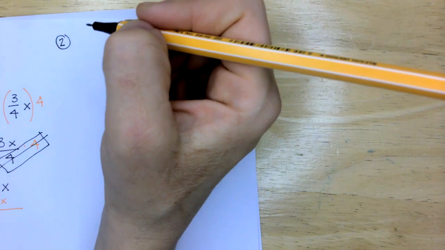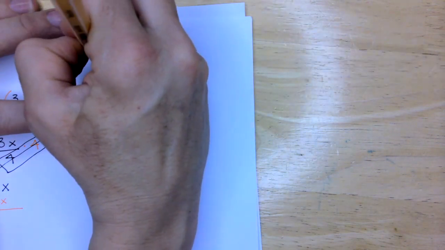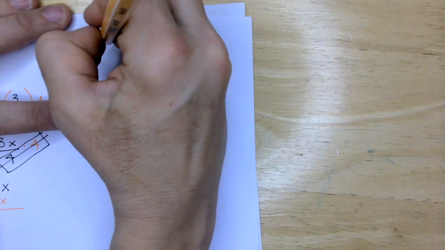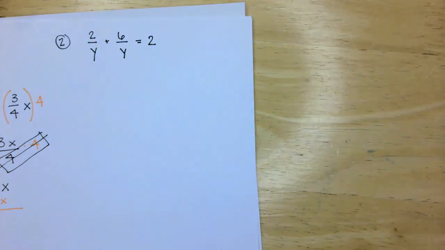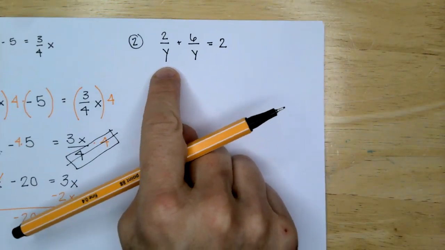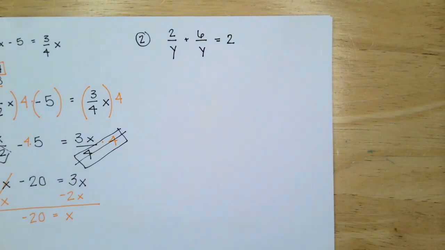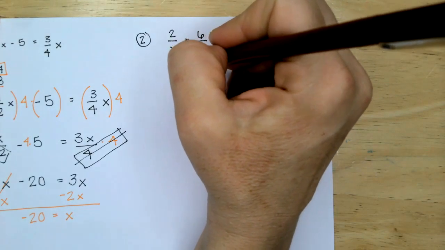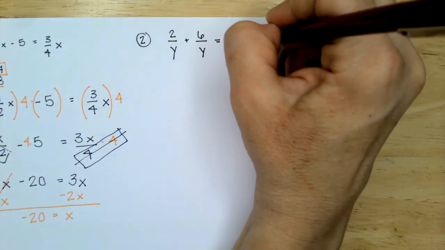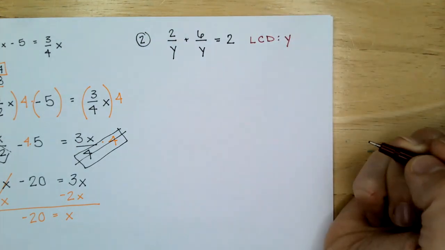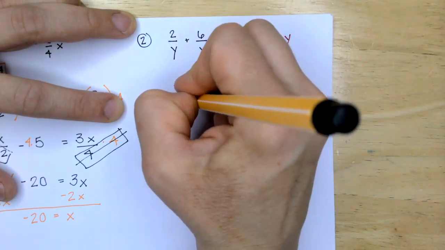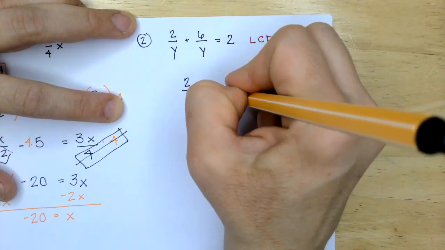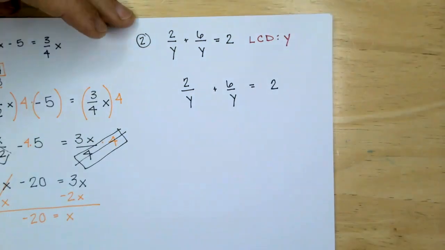The next one is 2 over y, or 2 over x, it doesn't matter, plus 6 over y equals 2. All right, we're talking about denominators. The least common denominator that both y and y can multiply to become, right, is just y. Least common denominator, y to the first power. So I'm going to take y and multiply each part of this 3-part equation by y.